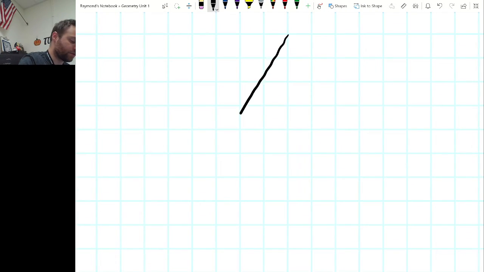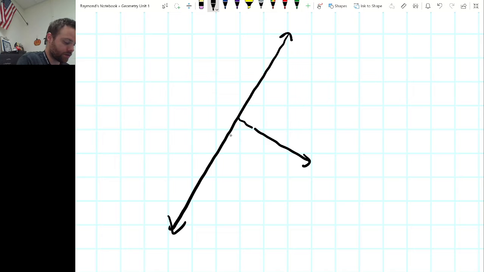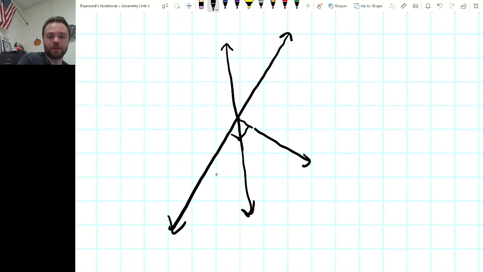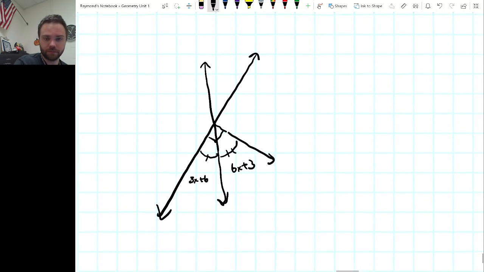Okay, we got some sort of line going on here. They give a line going this direction. They show you that this is perpendicular. And then they have a line going on through here. And they ask you to solve this entire thing. And they have that this angle in here is 3x plus 6. And then this angle over here is going to be 6x plus 3. Well, what do I know?